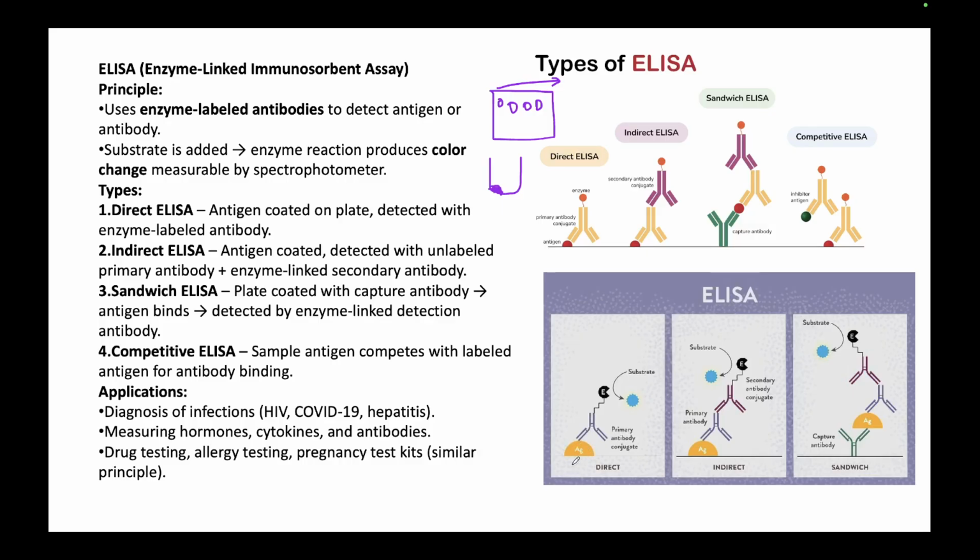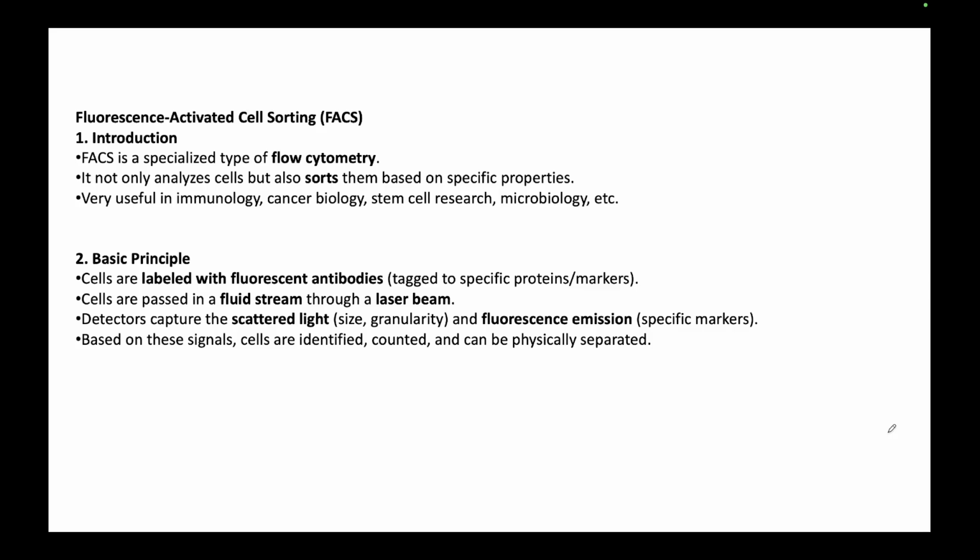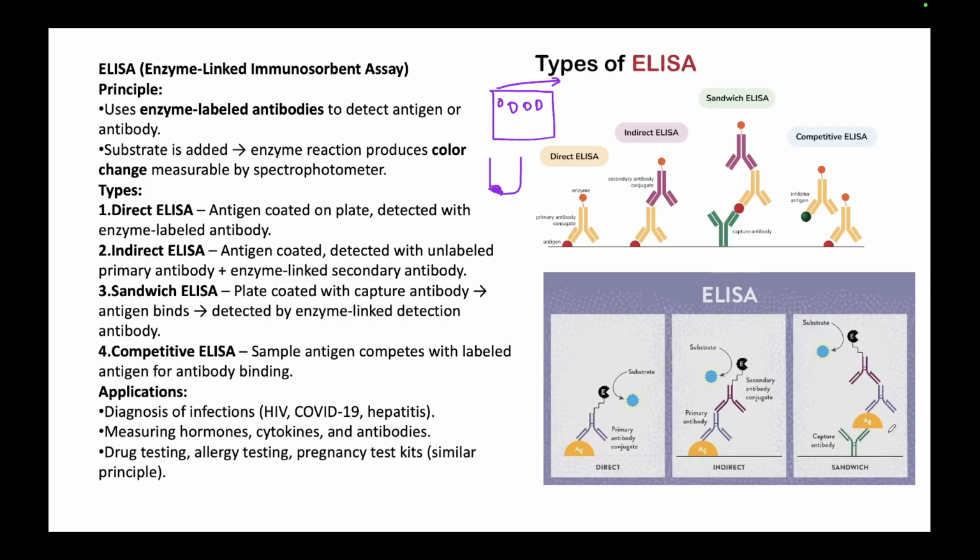In direct ELISA, you will see this antigen, then the primary antibody itself is linked with the enzyme, and when you give the substrate it will produce a kind of color. So in this 96 well plate you will be able to see the color, and the intensity of that color you can measure with the plate reader, which will tell you how much intensity it is having. Then this is indirect ELISA: antigen, primary antibody, secondary antibody, and this is the sandwich ELISA. This is also clear, similar principle.